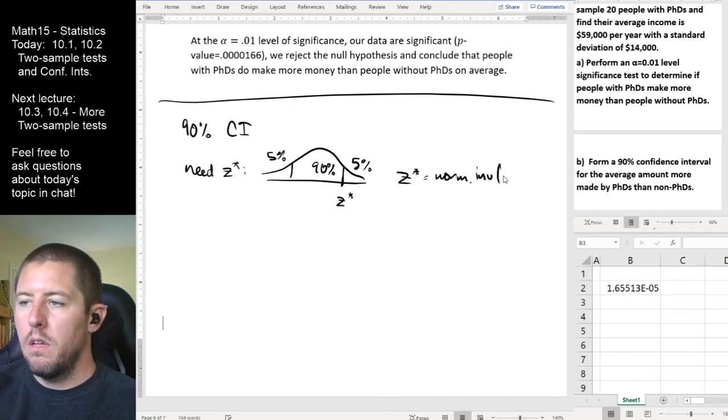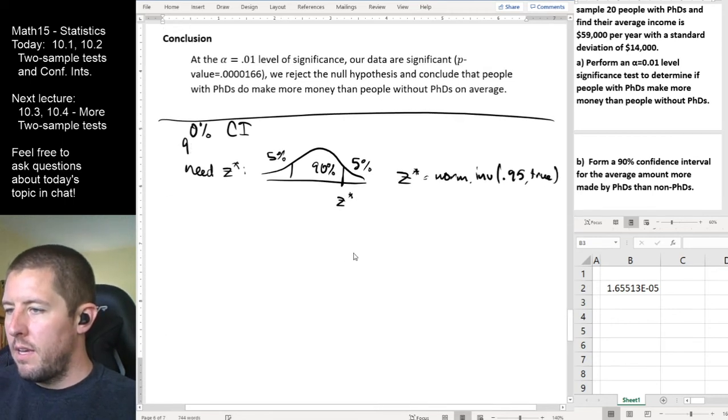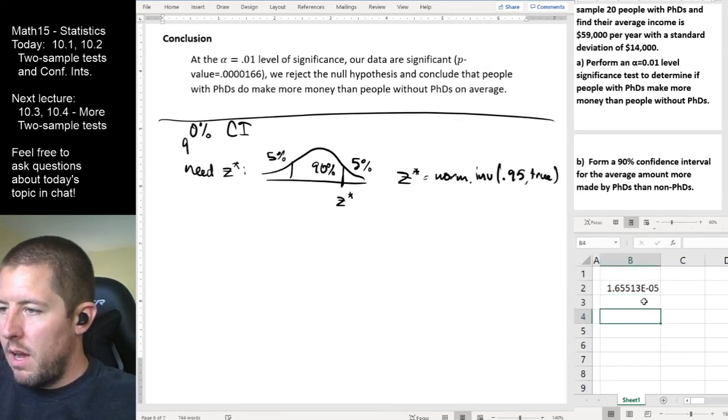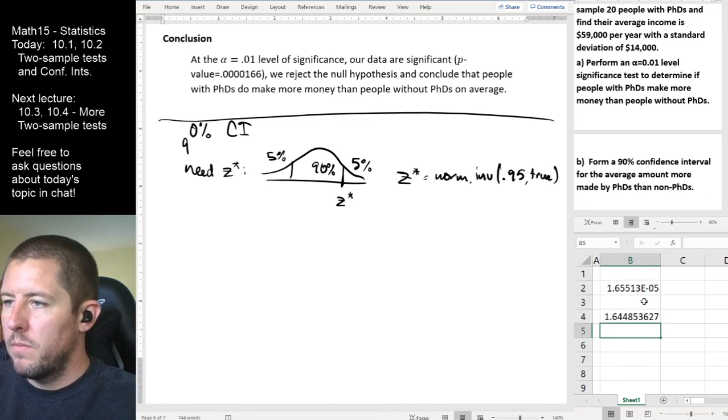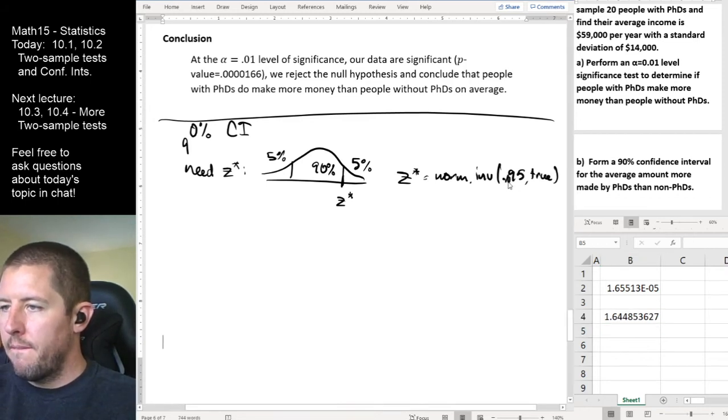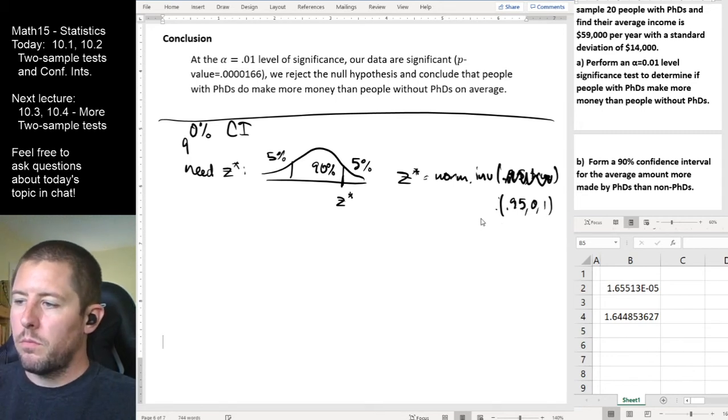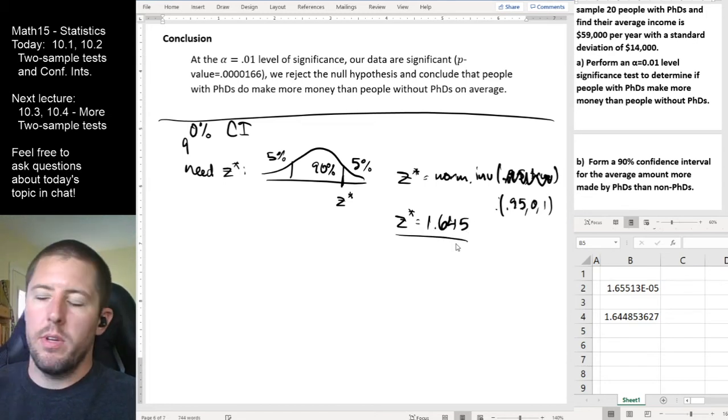norm.inv of 0.95. And I think it still wants true in here, right? Sometimes I forget what it's looking for here. So equals norm.inv, and it wants the probability, that's 0.95. Oh, it does want the mean and standard deviation. Oh, and that's it right there. I was wrong with this right here. All right. And that's going to tell me that our z star in this case is going to be 1.64, and I'll round this to 3 decimal places, 1.645.